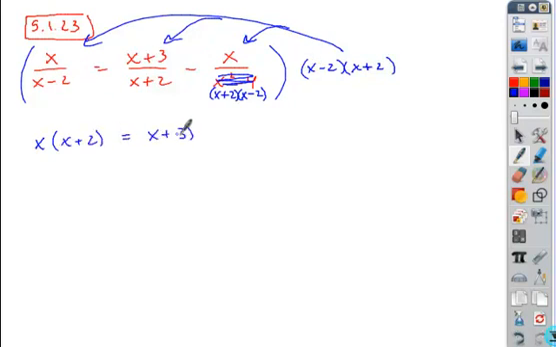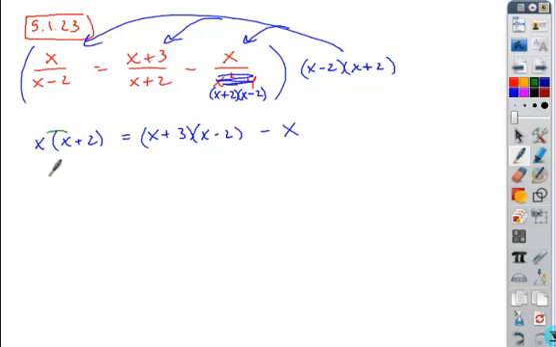I'm going to take my next fraction's numerator, x plus 3, and multiply that by the factor here that doesn't get canceled out. Here the x plus 2's get canceled, but the x minus 2 does not. And then finally I take the numerator of my last fraction times whichever factor does not get canceled. In this case, they both get canceled.